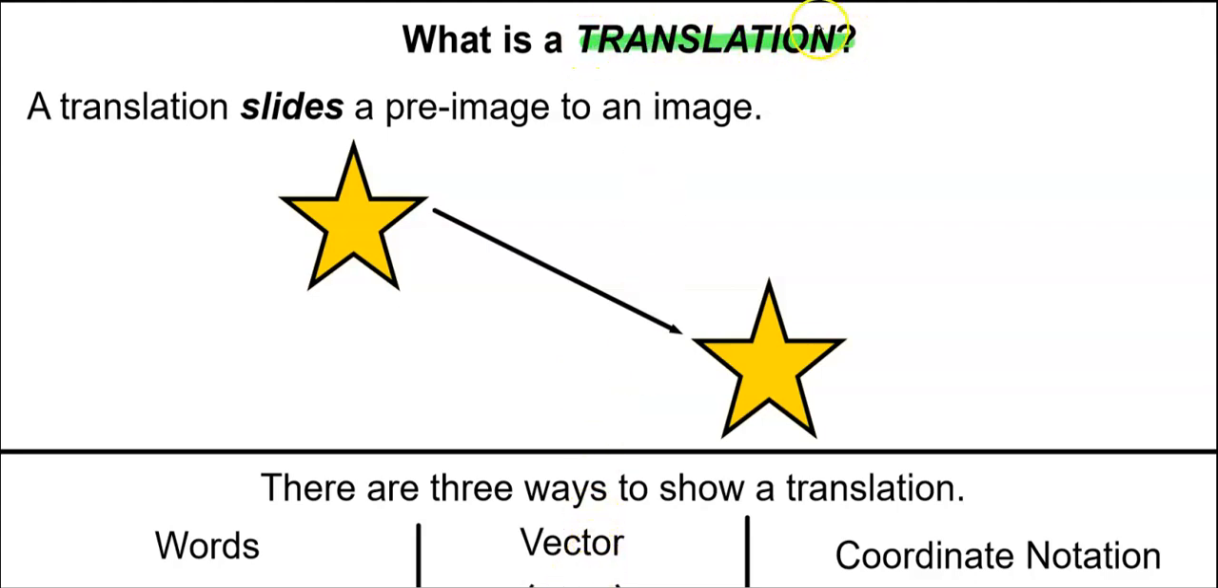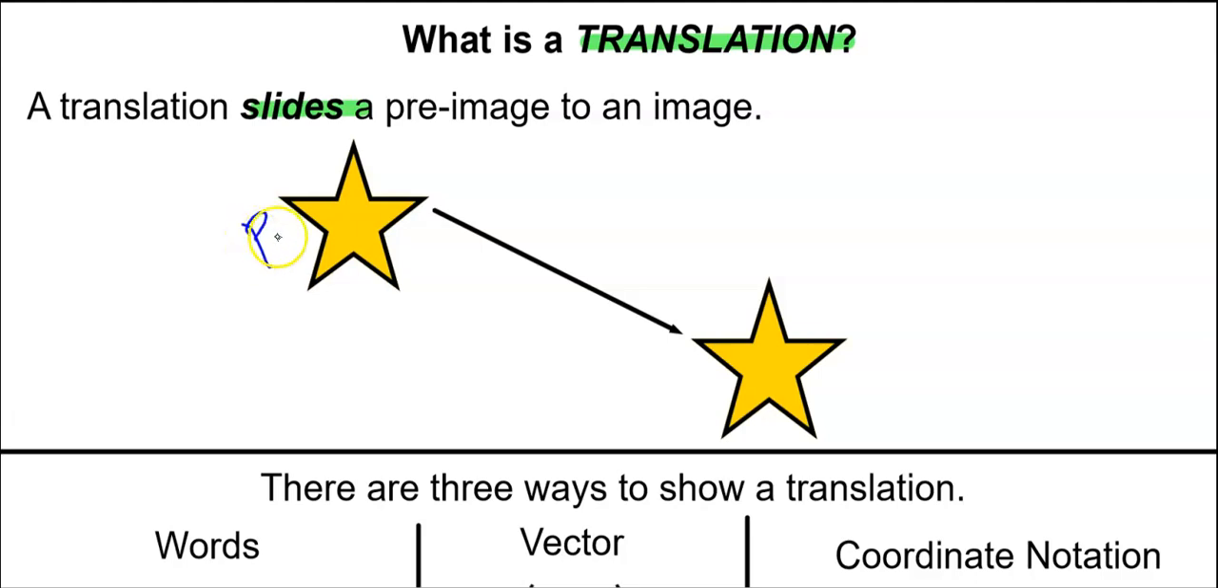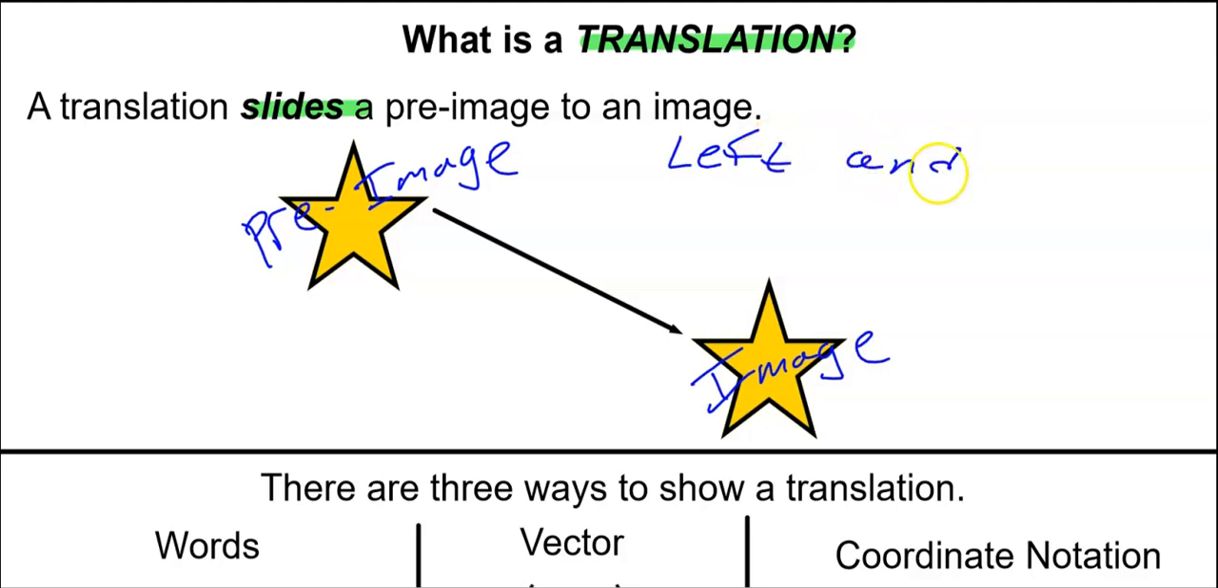A translation is a slide. So a translation slides a pre-image to an image. We're going to start right here. This first star is my pre-image, and down here, this second star is my image. We are going to slide my star. You can notice by this arrow, we are sliding the star left and down. And we can see that by the arrow.